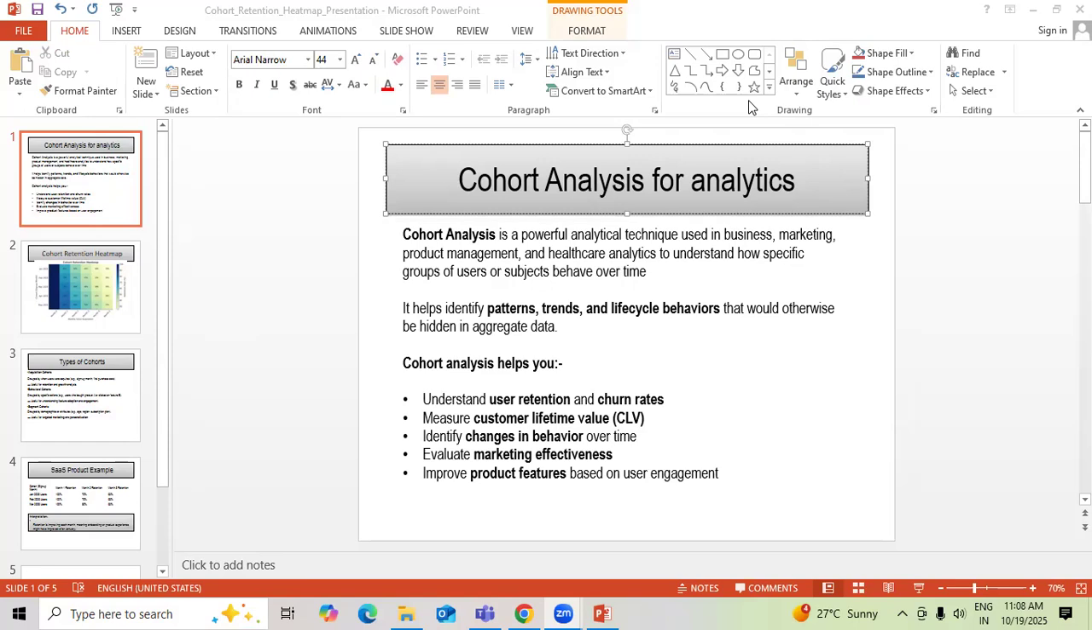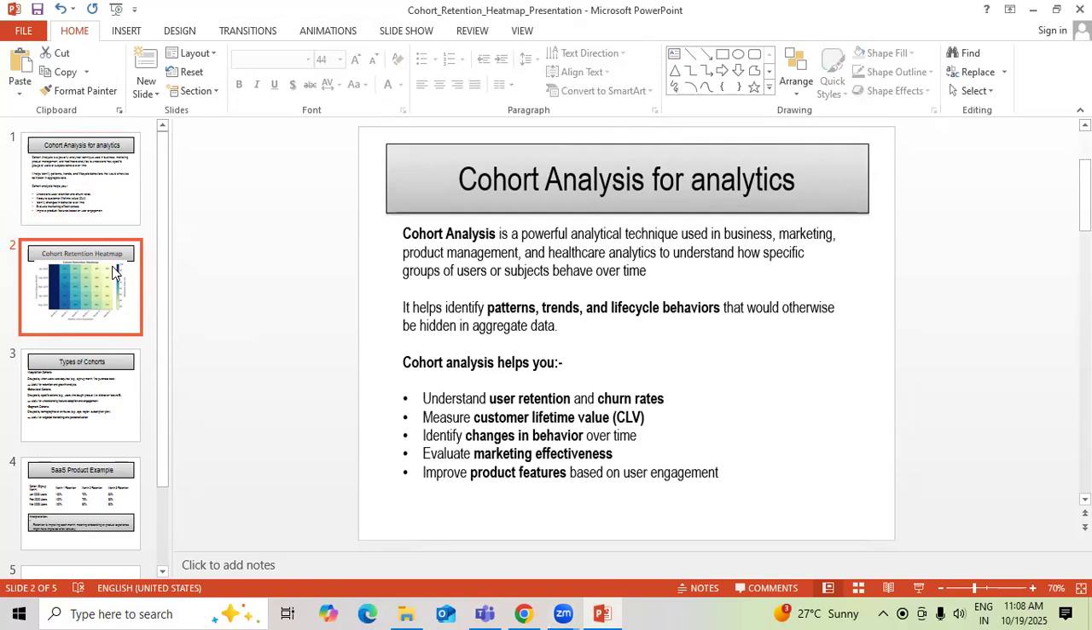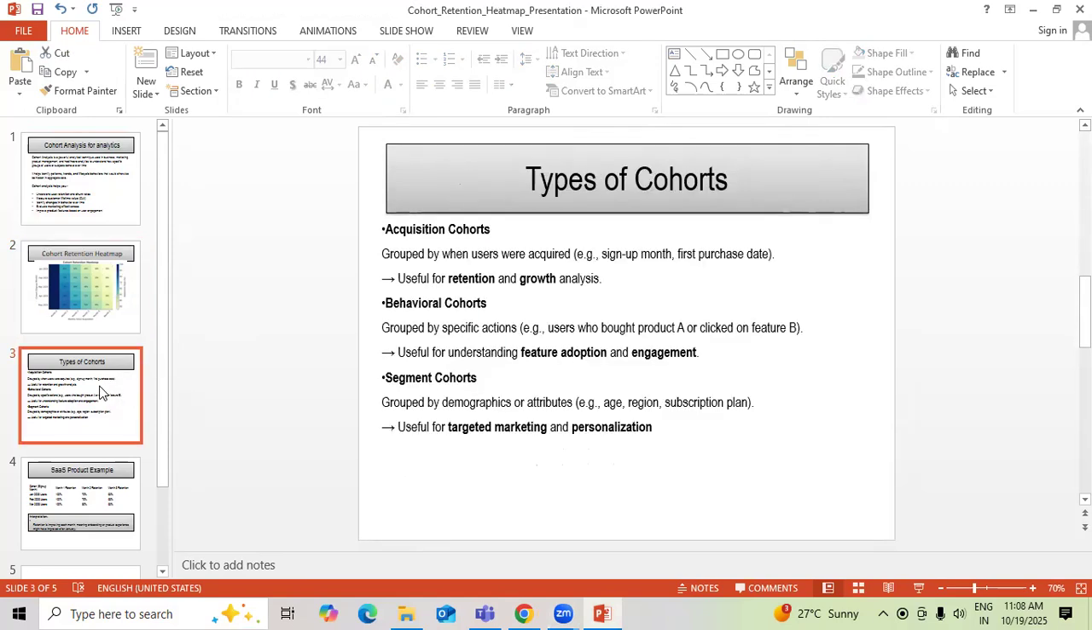To detail this, it is majorly useful for understanding user retention as well as churn rates. Next, measuring customer lifetime value and identifying changes in behavior over a period of time. Next, evaluating marketing effectiveness. Subsequently, if you want to improve any product features based on user engagement, everything can be done using cohort analysis. This is what the cohort analysis retention map is, which can be discussed later.